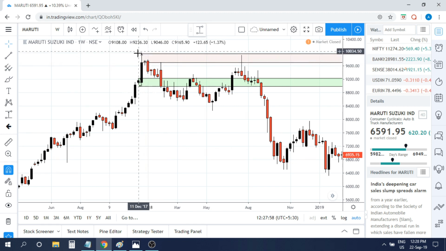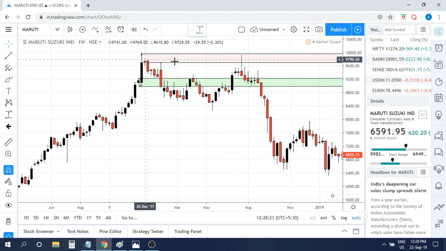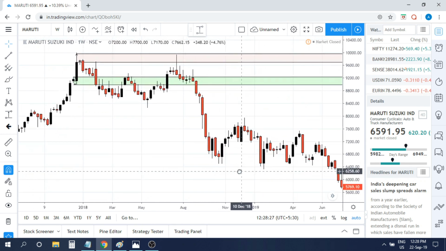Then institutions wanted to book profits around this 10,000 whole number. Price reversed, came back in, broke this rally-base-rally or this flag area. So you can see that a rally-base-rally in a higher time frame could also be a rally-base-rally or a flag area in the lower time frame. So it comes back here, again goes back up to the cap area, the price cap, and then drops from there.